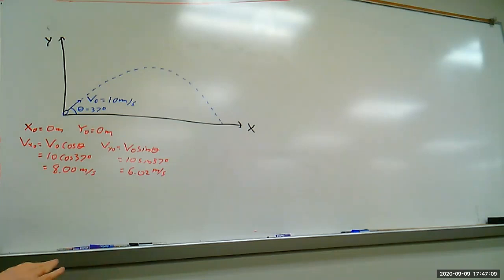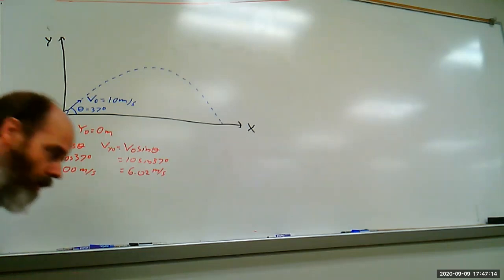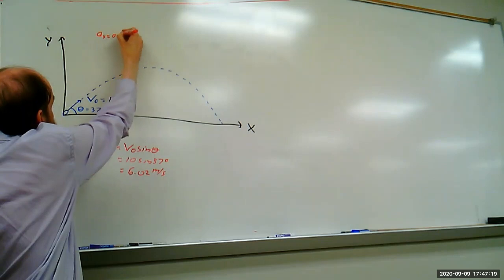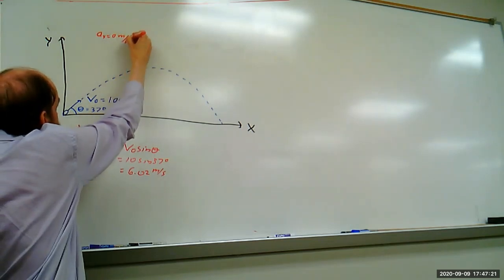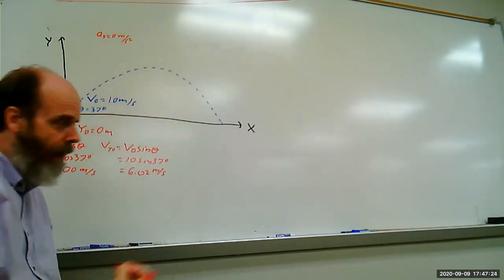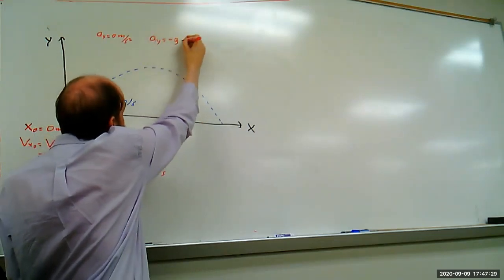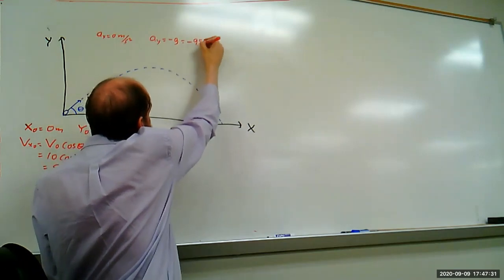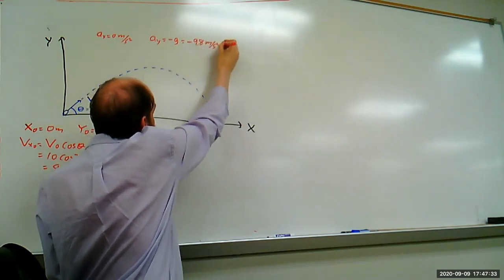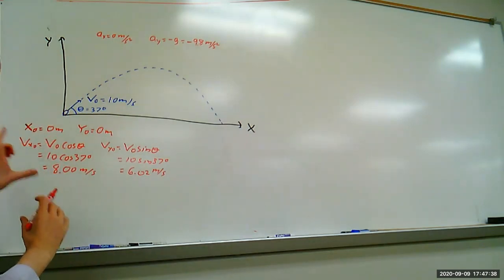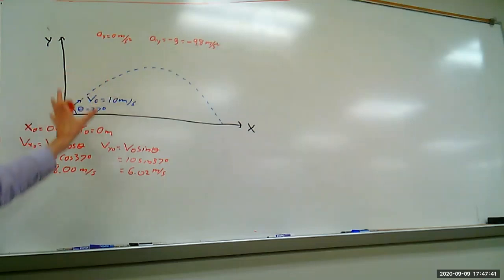The acceleration in the horizontal direction ax is equal to 0, because we assume there is no air resistance. So we have ax equals 0 meters per second squared, and ay is negative g, which is negative 9.8 meters per second squared. So that is the initial position and velocity plus the acceleration during its journey.